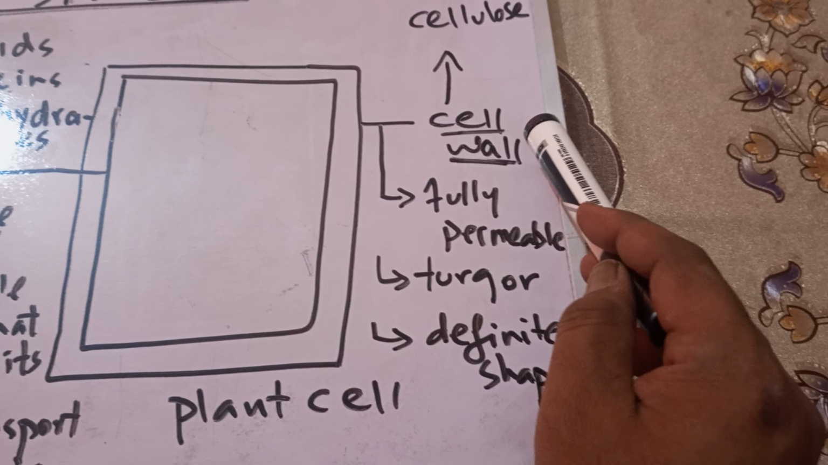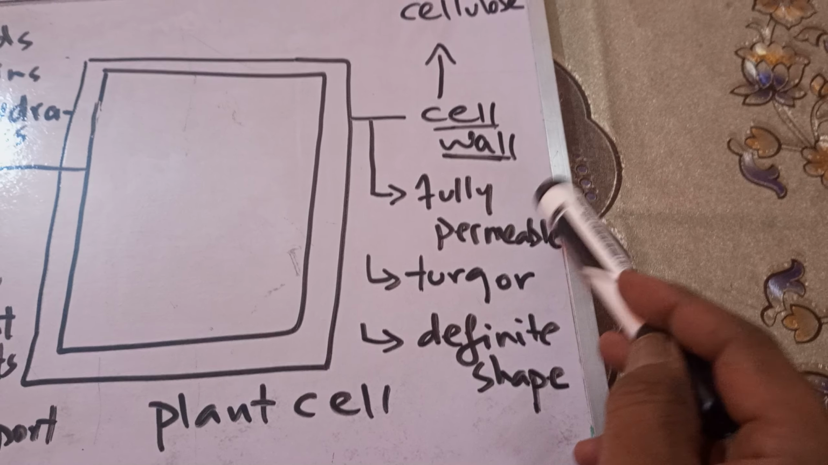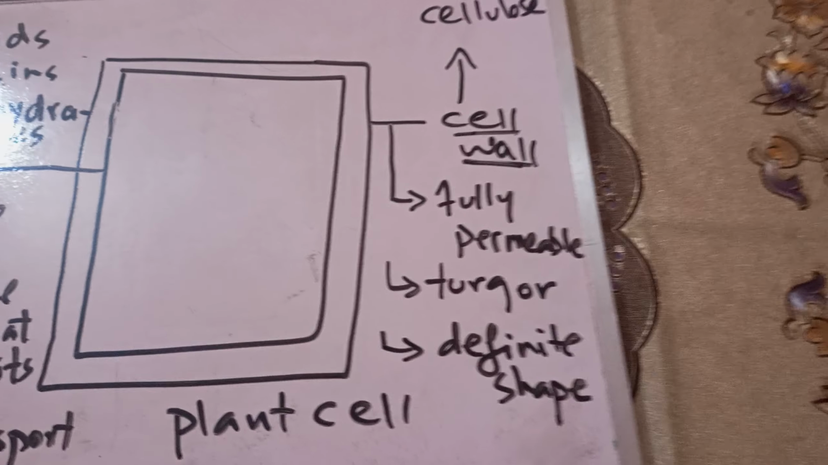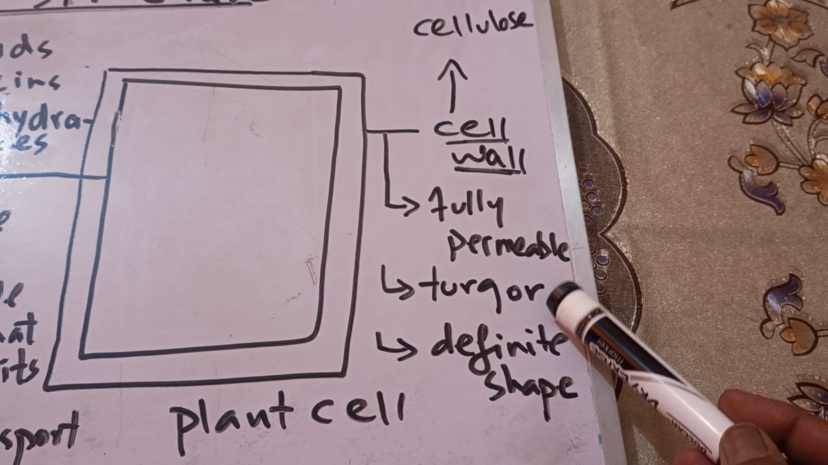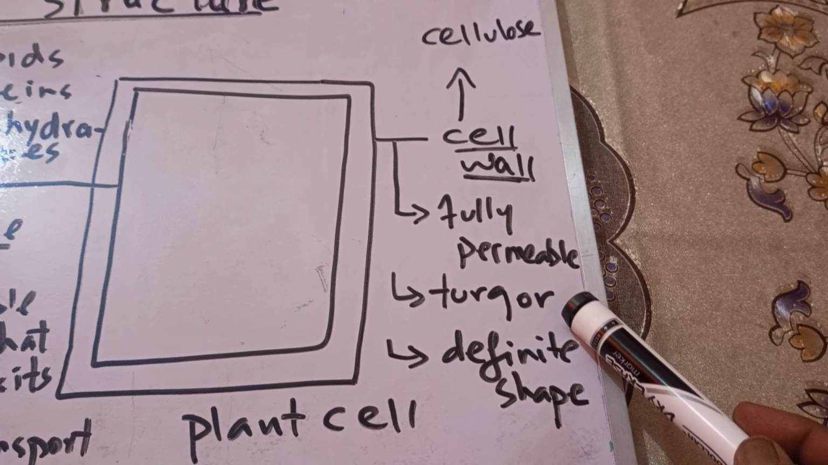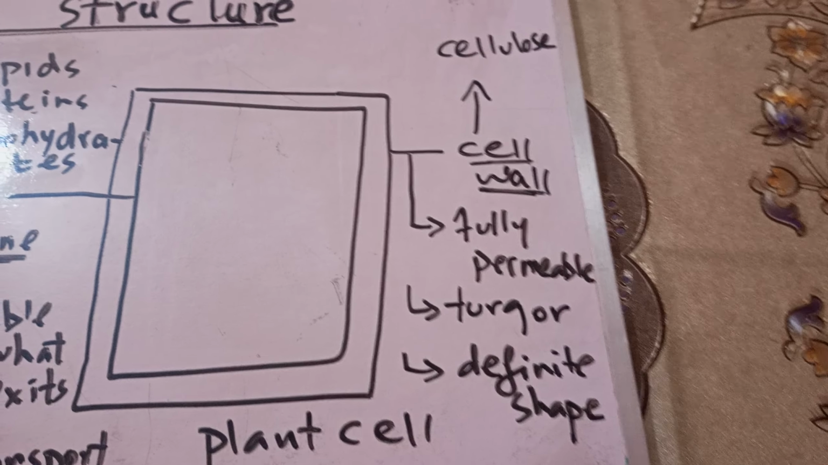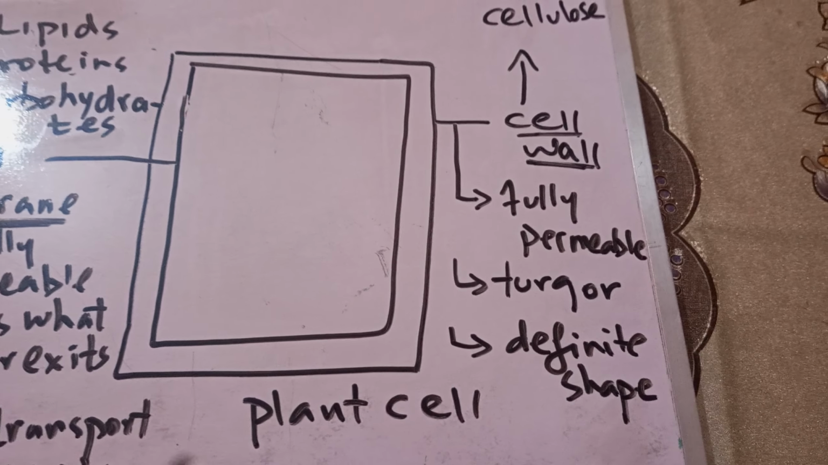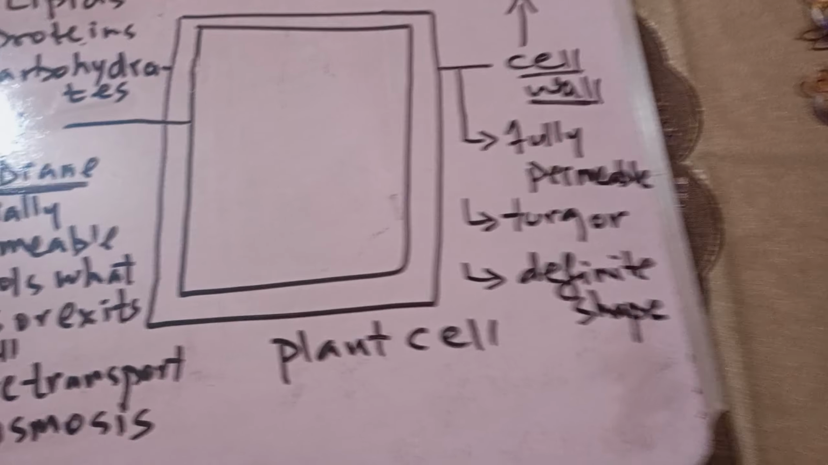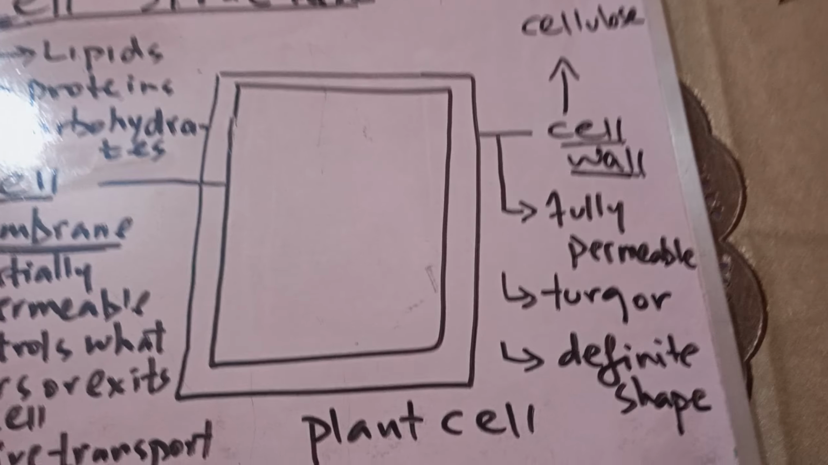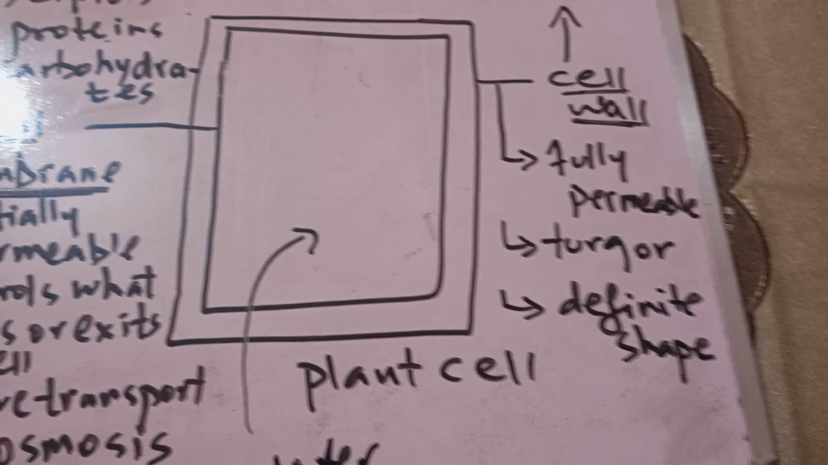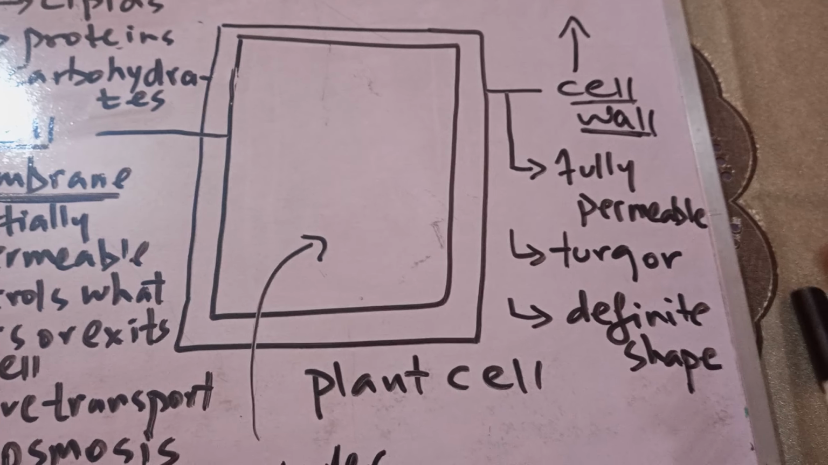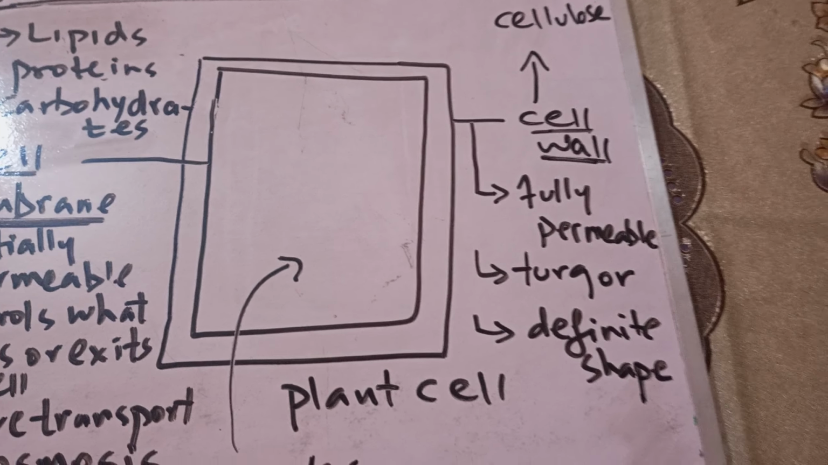So the plant cell wall is made up of cellulose. Now, as far as its functions are concerned, the cell wall is fully permeable. Fully permeable means any kind of molecule can pass through it. The cell wall helps the cell in becoming turgid. Now, what does that mean? It means that whenever too much water enters the plant cell, the cell will not rupture, rather it becomes hard and rigid. This is called turgor.